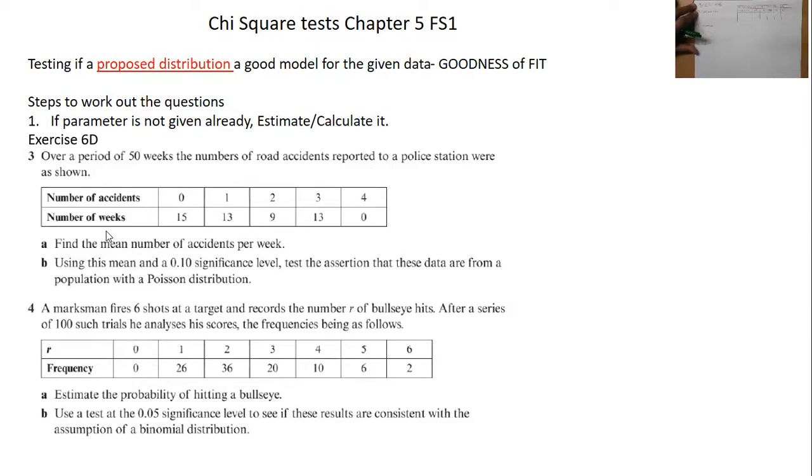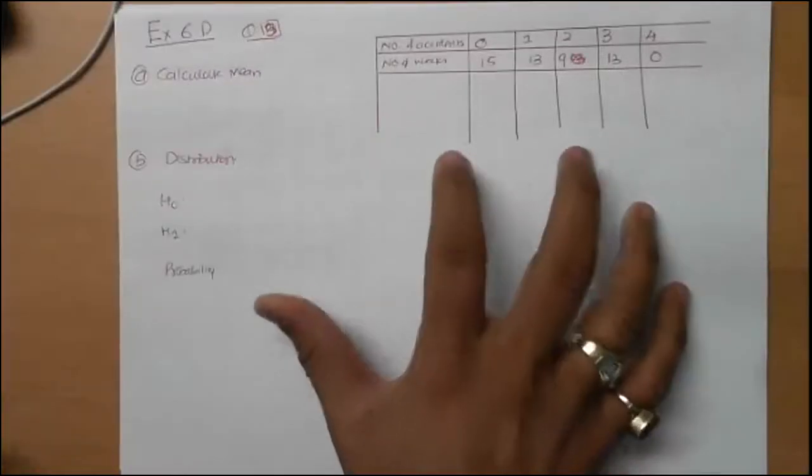Then part A says find the mean number of accidents per week, nothing to do with further stats. Then part B, using this mean, at the 10% significance level, test the assertion that the data is from a population with a Poisson distribution. That's why the proposed distribution here is the Poisson distribution, and we're going to be testing if this is the correct distribution or not. I'll show you the steps in a minute on the PowerPoint, and then we will go step by step to work out this question for you.